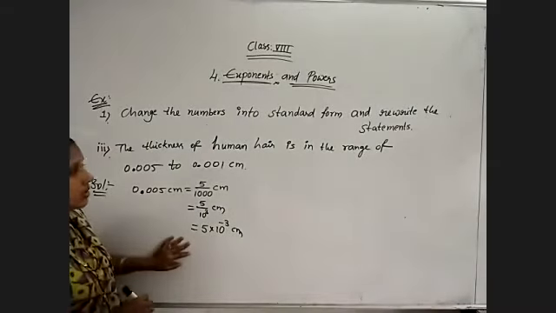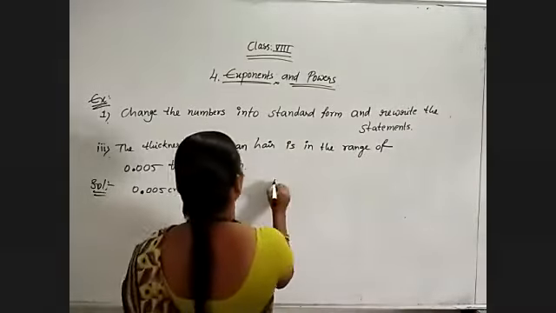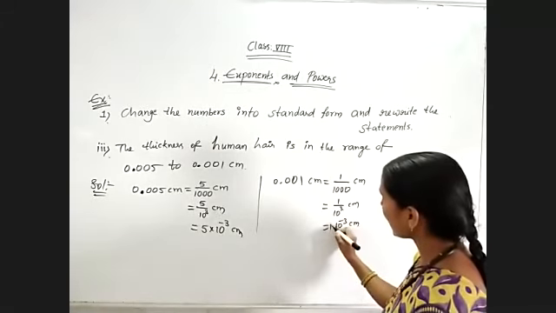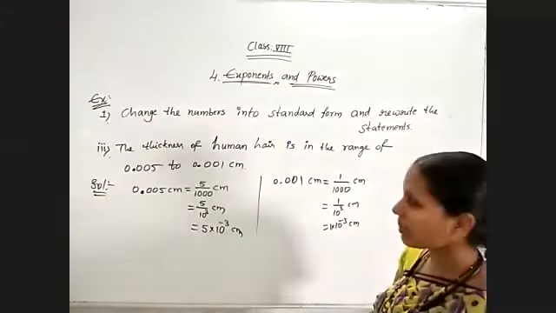I hope you understood. And another one, 0.001 centimeters is equal to 1 by 1000, 3 decimal digits, centimeters. That is 1 by 10 cube centimeters. So 1 by a to the power of n is a to the power of minus n. So 1 into 10 power minus 3 centimeters.